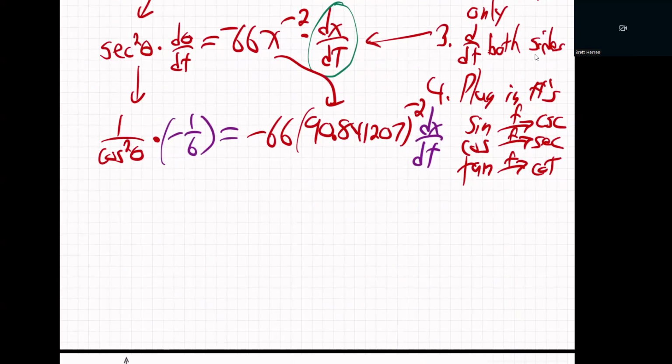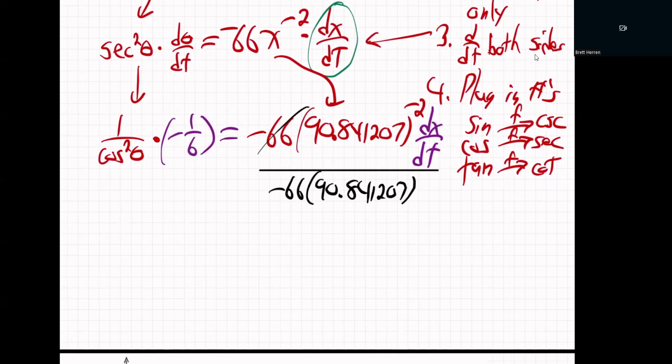To make life a little bit easier here, I want you to notice that both these guys... I'm going to divide this side by minus 66 and the 90.841207 just to get rid of these guys. And whatever I do to one, I can do the other. Do it over here too. Let me just do it simple.